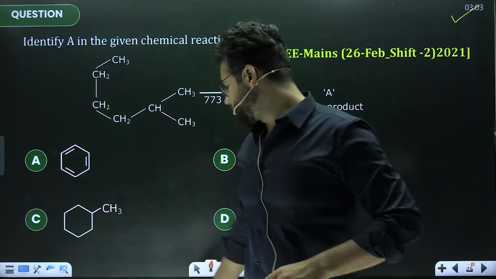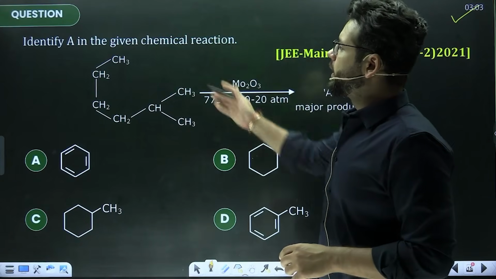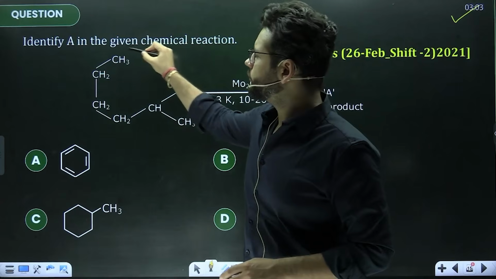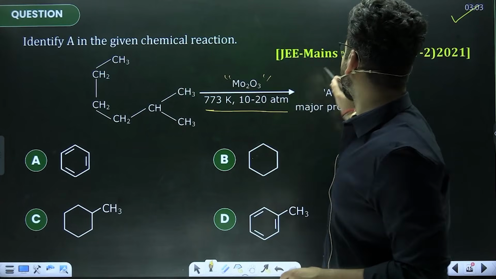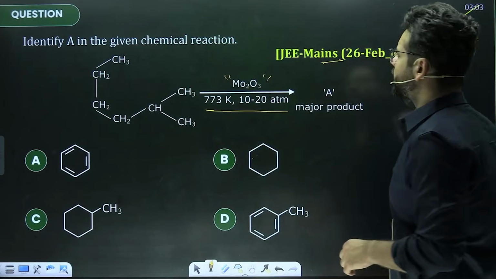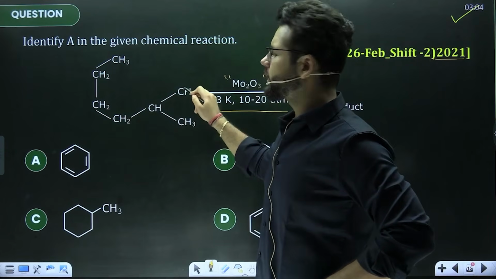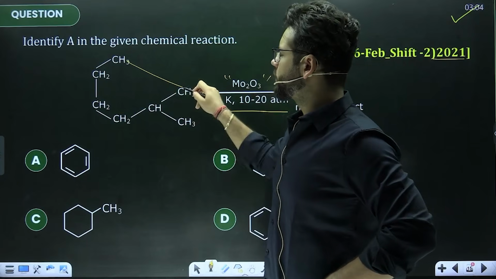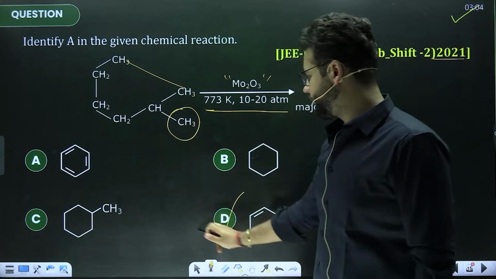Looking at a few PYQs from these topics, from the alkanes, you can see here, it is a MoO3 catalyst, they have taken at 773 Kelvin, directly JEE Mains question 2021. Aromatization 1, 2, 3, 4, 5, 6. So if I do the aromatization here, this methyl will be hanging outside, giving you toluene, option D.